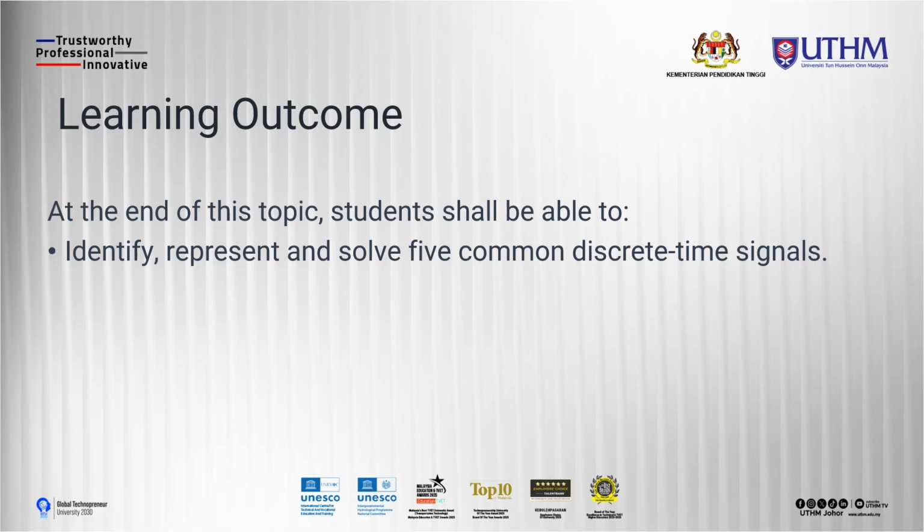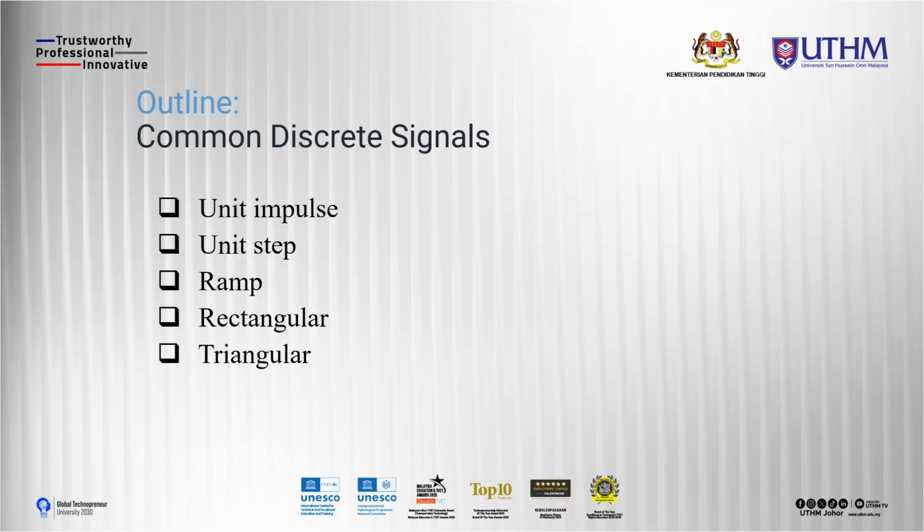The learning outcomes of this topic are that, at the end of this topic, students will be able to identify, represent, and solve 5 common discrete time signals. The common discrete signals are unit impulse, unit step, ramp, rectangular, and triangular signals.